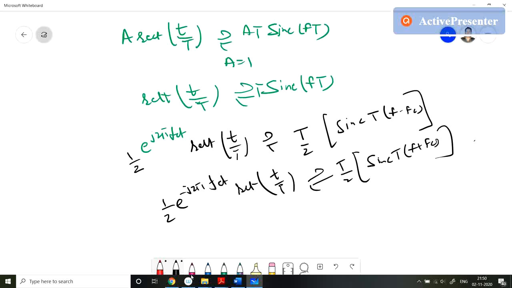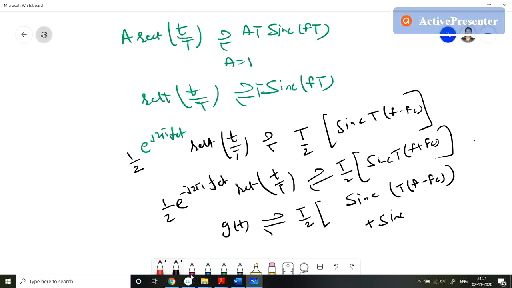Now if we sum these two, the Fourier transform of gt is given as T by 2 times sinc T f minus fc plus sinc T f plus fc. So this is the Fourier transform of gt.